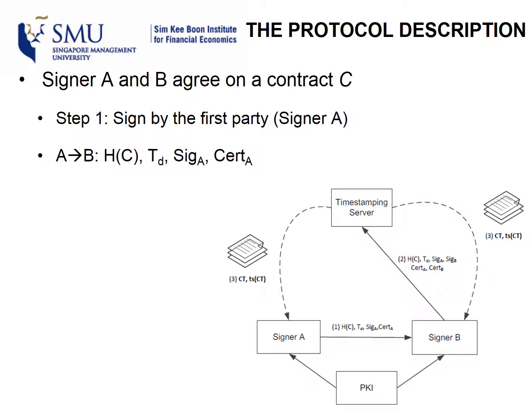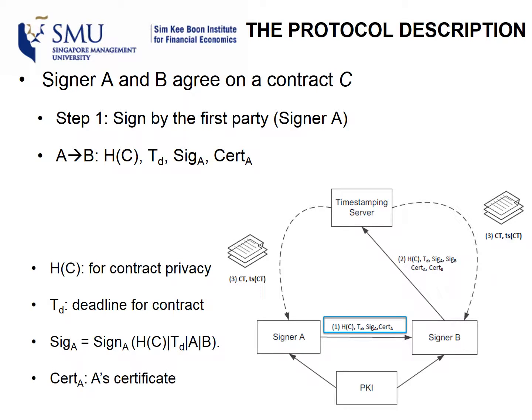Now the details of our protocol. Before the protocol runs, signer A and signer B should have agreed on a contract C. In the first step, signer A would send the following message to signer B. This message contains 4 items. The first item is a hash of the contract. This is to protect the contract privacy.